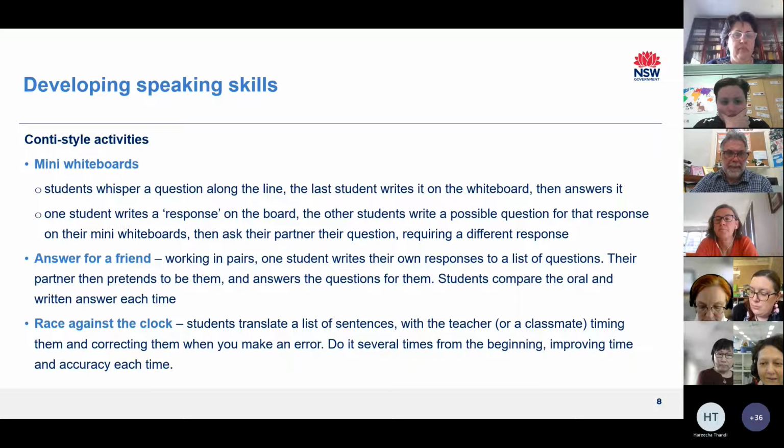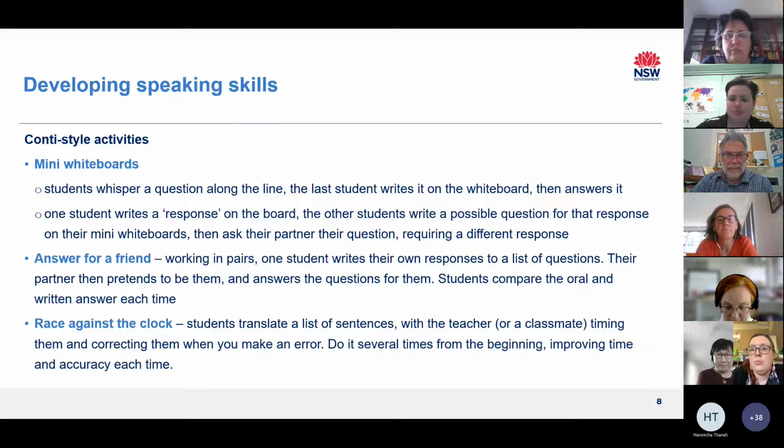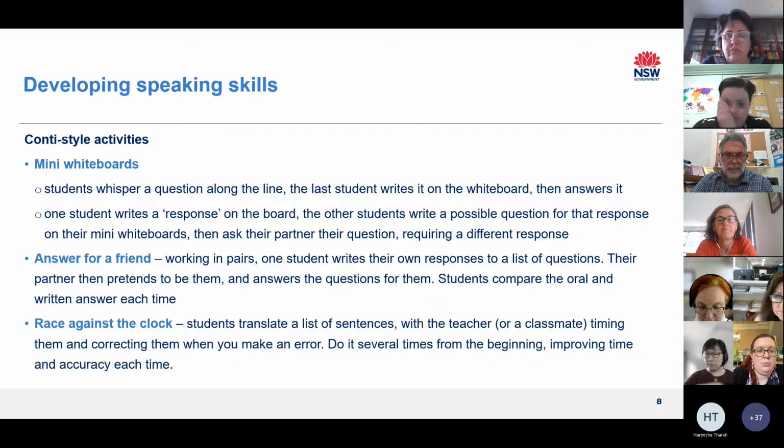Mini whiteboards. Students whisper a question along the line. The last student writes it on the whiteboard, then answers it. One student writes a response on the board. The other students write a possible question for that response on their mini whiteboard. Then ask their partner that question, requiring a different response.